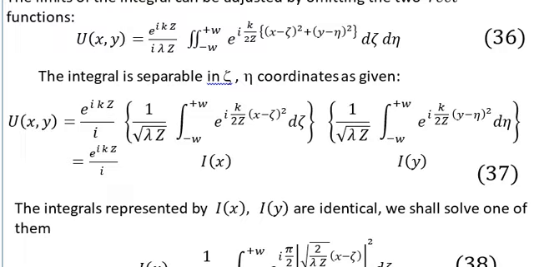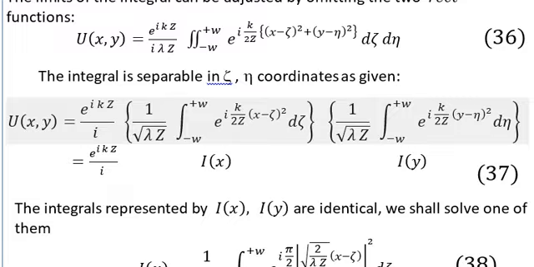Because I of x represents the integral, which is 1 over lambda z, square root of lambda z, and the integration from minus w to plus w, and e to the power iota k over 2z, and in the exponent we have x minus zeta whole square with respect to d zeta. The second integral is similar, but with x replaced by y.